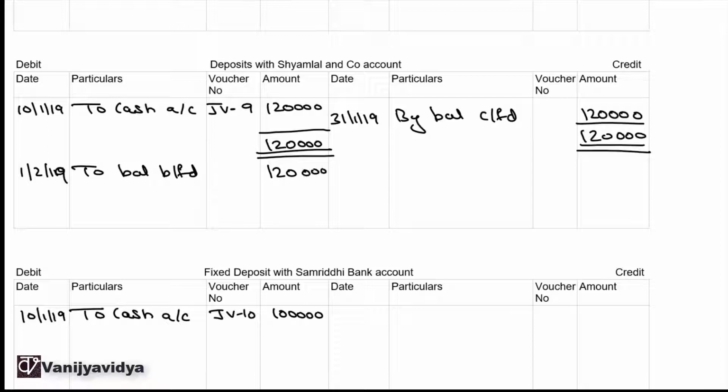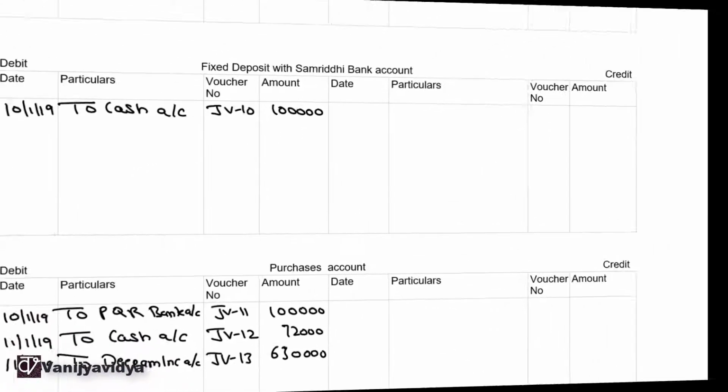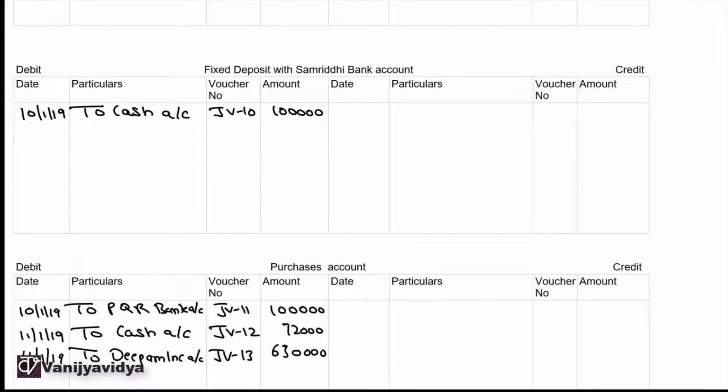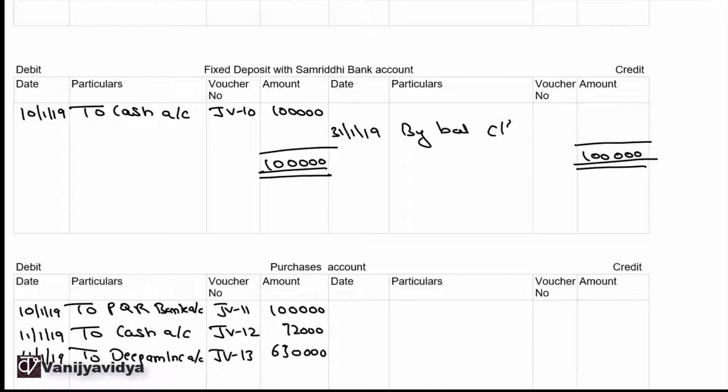Now the next ledger account. Fixed deposit with Samriddhi Bank account. Debit side total is 1 lakh, credit side 0. So we take 1 lakh on both the sides. Then on the credit side, 31st Jan 2019, by balance carry forward 1 lakh. Same balance on the 1st Feb 2019 on the debit side, to balance brought forward 1 lakh.